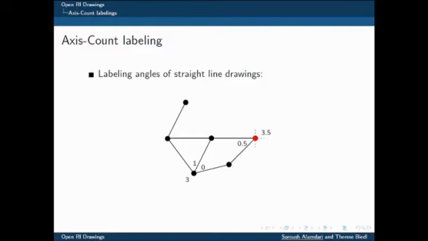This type of labeling captures the properties of some other labelings that have been proposed for angles, angular labelings. So it might be of interest. And they are uniquely defined for each straight line drawing.